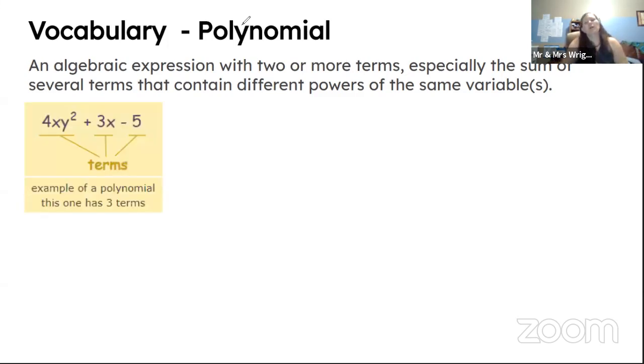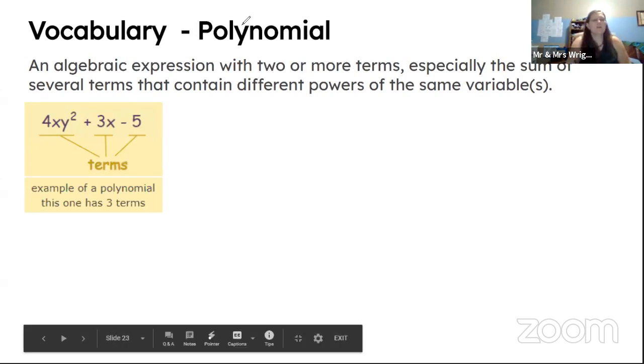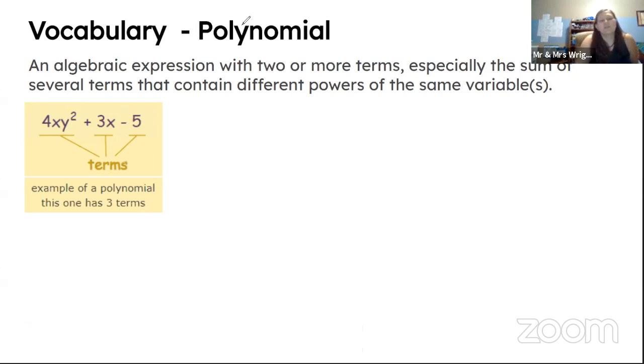Now, polynomials, here you have one that is 4xy squared plus 3x minus 5. This polynomial has 3 terms, and it's an example of a polynomial. There are some things that polynomials can't have. So we're going to go over some things that they can have and some things that they can't have.